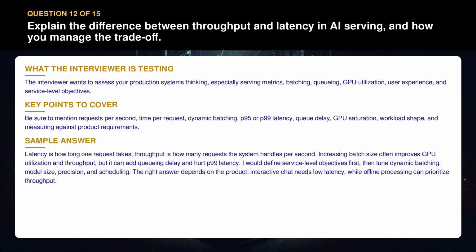Latency is how long one request takes. Throughput is how many requests the system handles per second. Increasing batch size often improves GPU utilization and throughput, but it can add queuing delay and hurt P99 latency. I would define service-level objectives first, then tune dynamic batching, model size, precision, and scheduling. The right answer depends on the product. Interactive chat needs low latency, while offline processing can prioritize throughput.